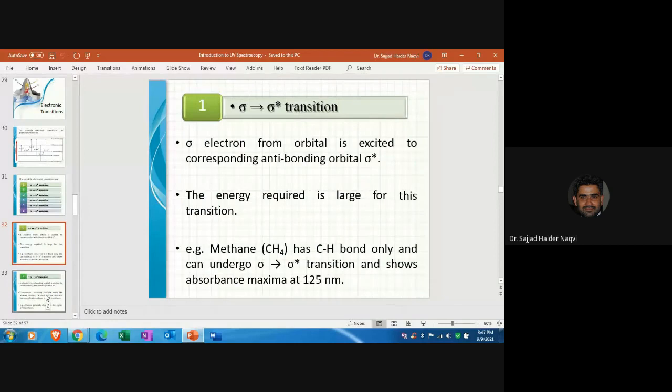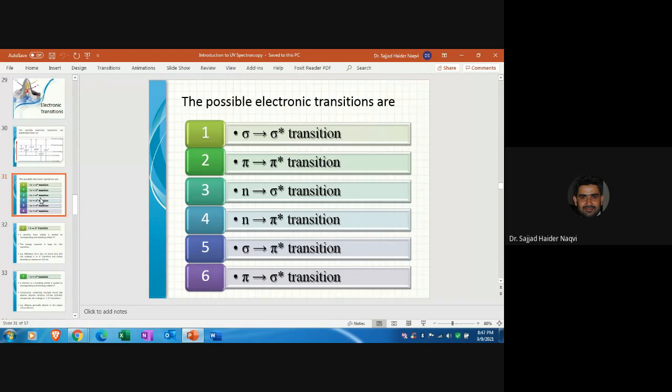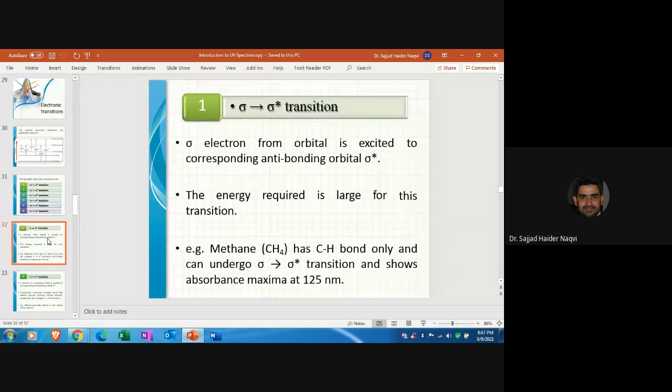So now we have to go into a little bit of detail on all these 6 possibilities. And what I'm thinking is that I'm most probably going to finish up once I go through all of these 6 quickly, because that's not going to take much time. So the first possibility is from sigma to sigma star.